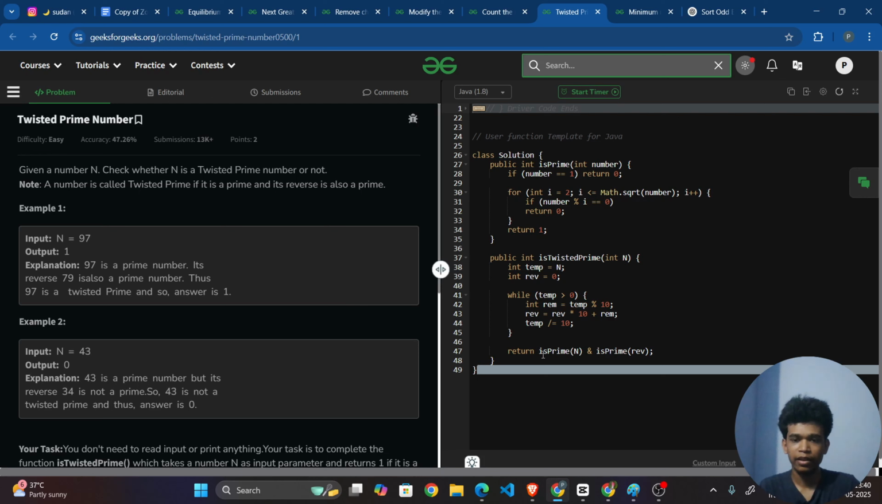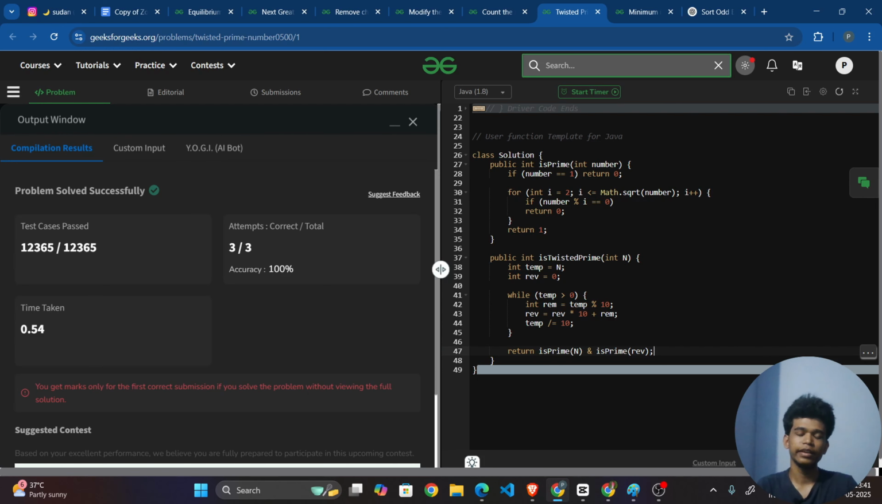That's why I am using a temporary variable here. Now return isPrime of the given number bitwise AND. What is the bitwise AND? If both integers are 1, then it will return 1. If any one of them is 0, then it will return 0. That's it. So AND isPrime of the reversed number. So I am returning whether both the reversed and the given number are prime or not. Fine, let me submit it. Yes, it is submitted successfully.